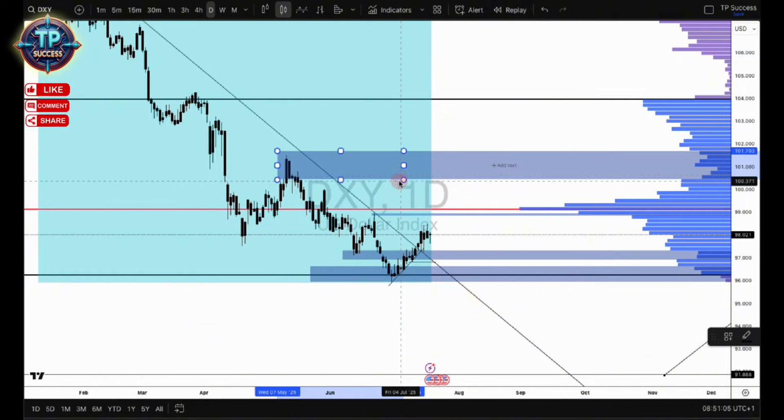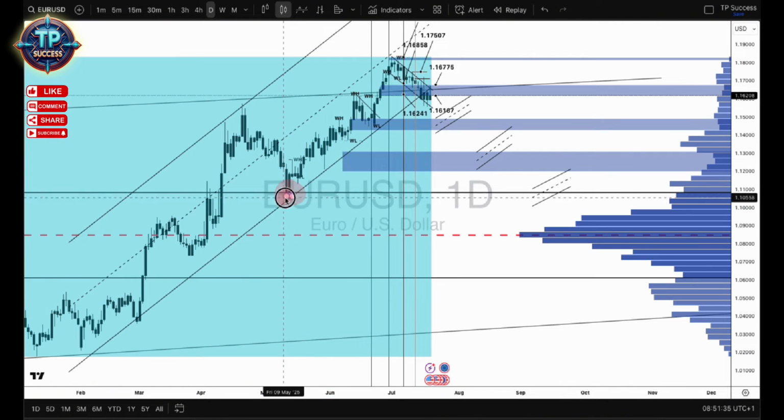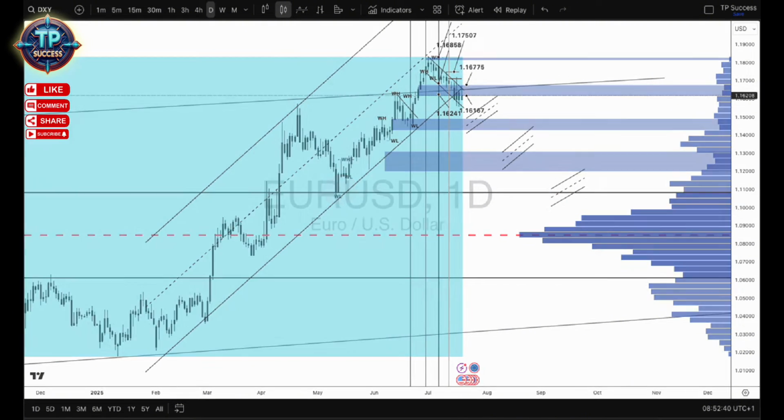If price doesn't do anything and continues to blast through, then I believe that this high volume node up here, which is at the high value area, or the volume high area, I should say, this level right here, is where price will be going to, at which point this swing high would have been knocked out. This swing high is in fact this swing high over here. Okay, so let's go back to the Dixie.